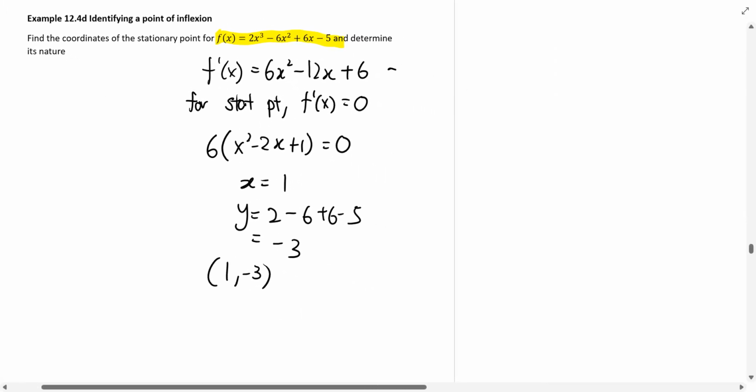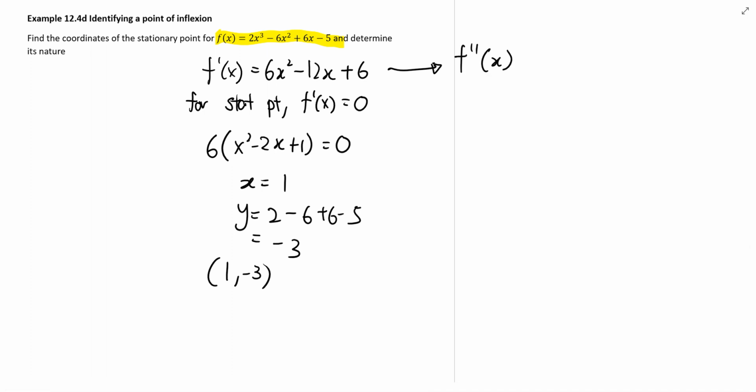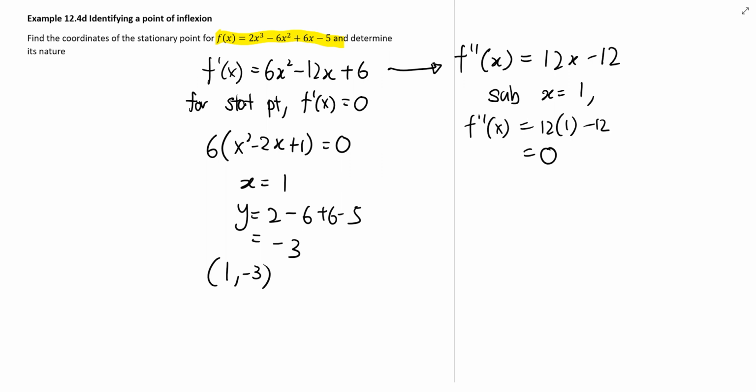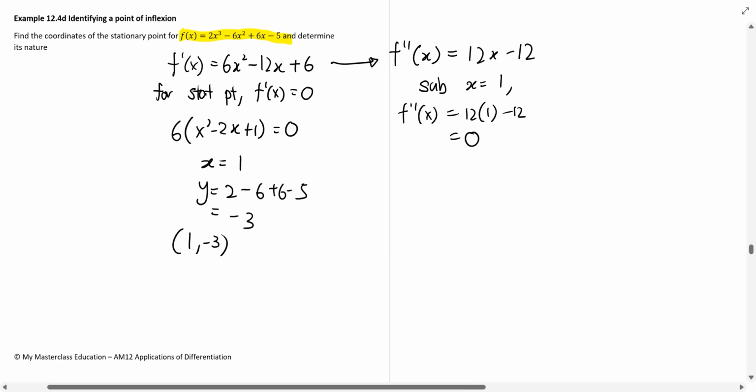Now I always like to use the second derivative test for easy questions like this. I differentiate this again to get 12x minus 12. But I realize that when I sub x equals 1, my f double prime x is equal to 12 minus 12, and that is equal to 0. So remember, the second derivative test will give you no conclusion if it equals 0. Then you have to use the first derivative test.